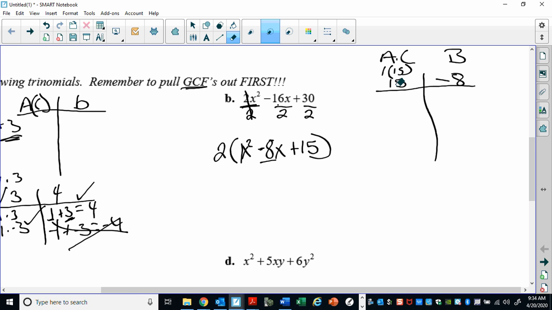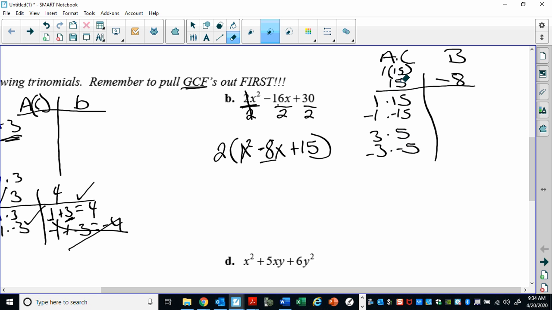Well, there's a couple of numbers that multiply to 15. So you have 1 times 15 and 15 times 1. Typically, it's not going to be those, but we'll just write those down. 1 times 15, -1 times -15. What else do we have? We have 3 times 5, and we have -3 times -5. And you just go through.